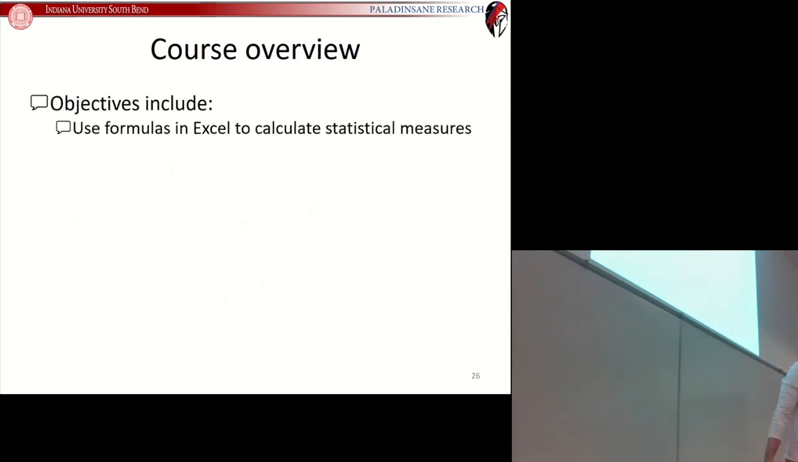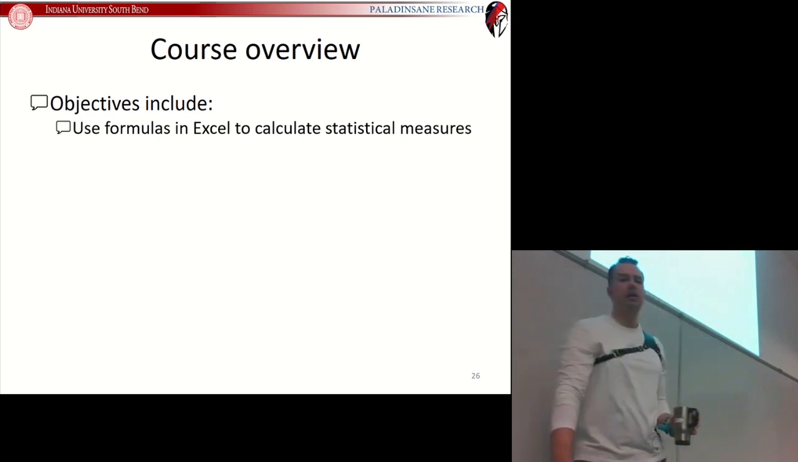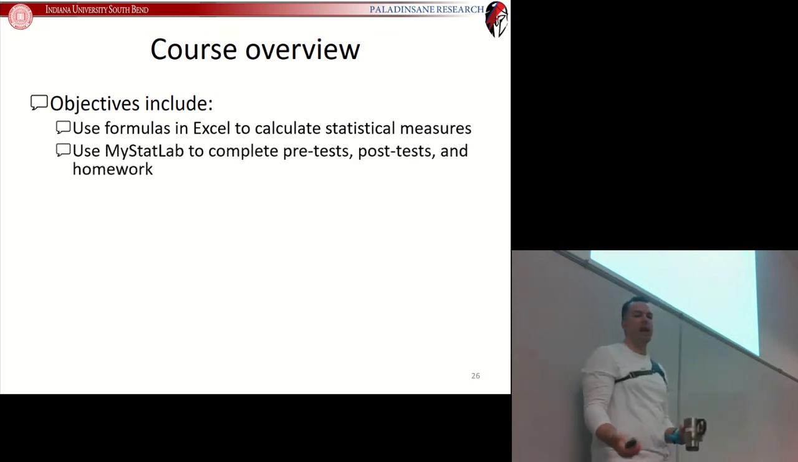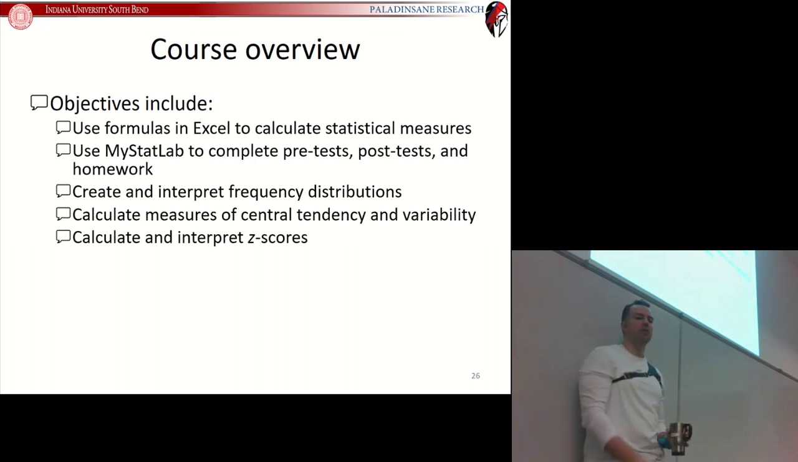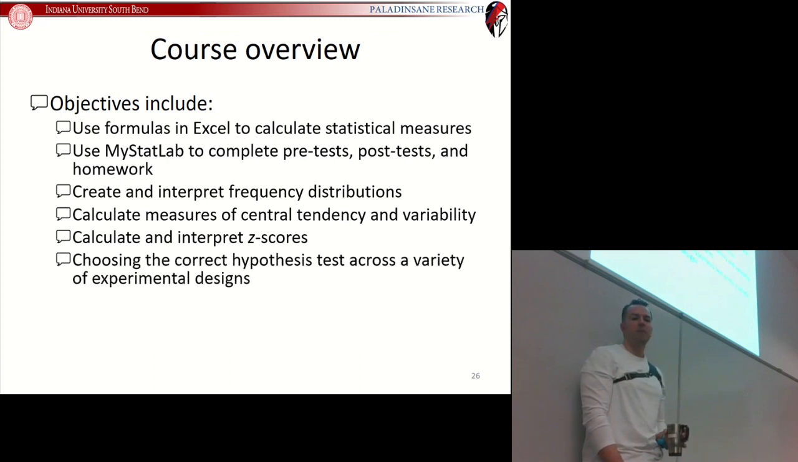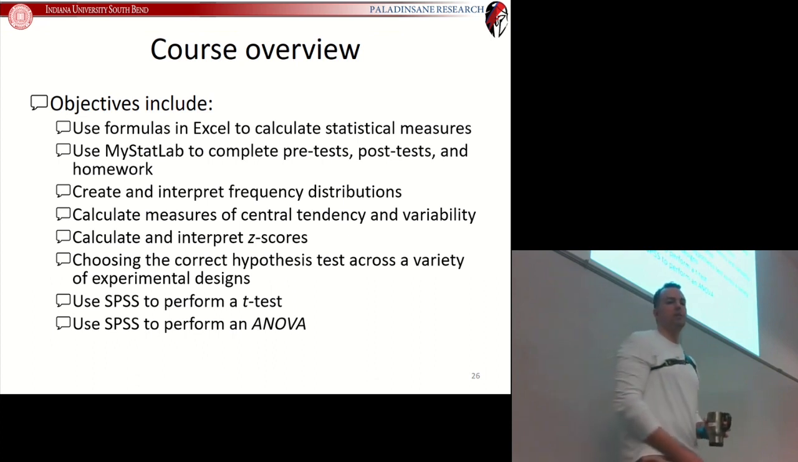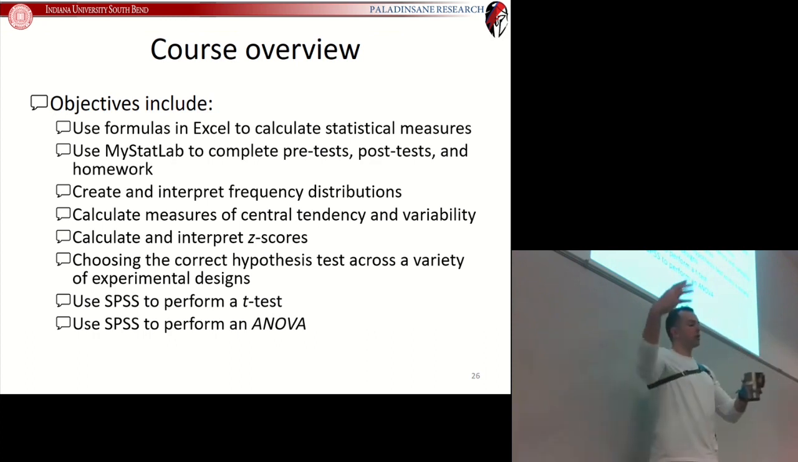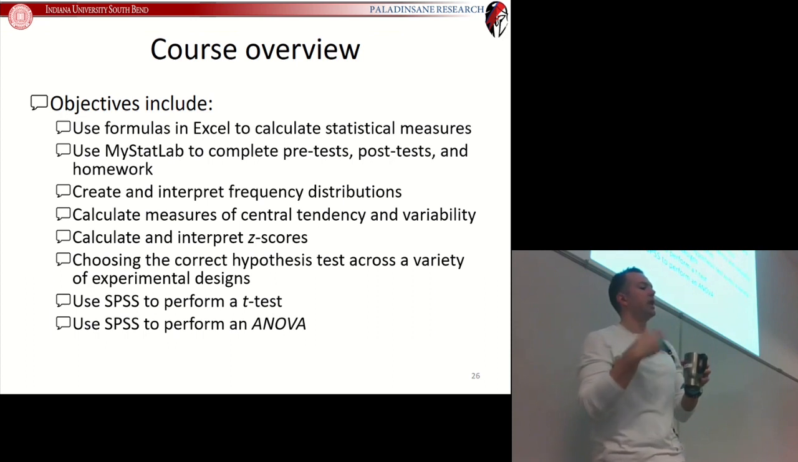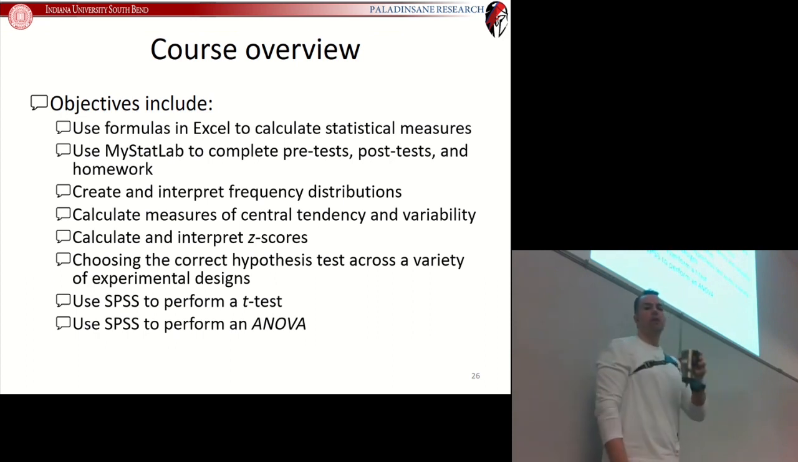So objectives include, again, proficiency with Excel; using MyLab to complete pre-test, post-test, and homework; creating and interpreting frequency distributions; calculating measures of central tendency; calculating and interpreting z-scores, which we'll learn about; choosing the correct hypothesis test across a variety of experimental designs; using SPSS to perform a t-test; and using SPSS to perform an ANOVA. All of these things we'll be tackling this semester. These are all fundamental parts of understanding statistics for behavioral sciences.